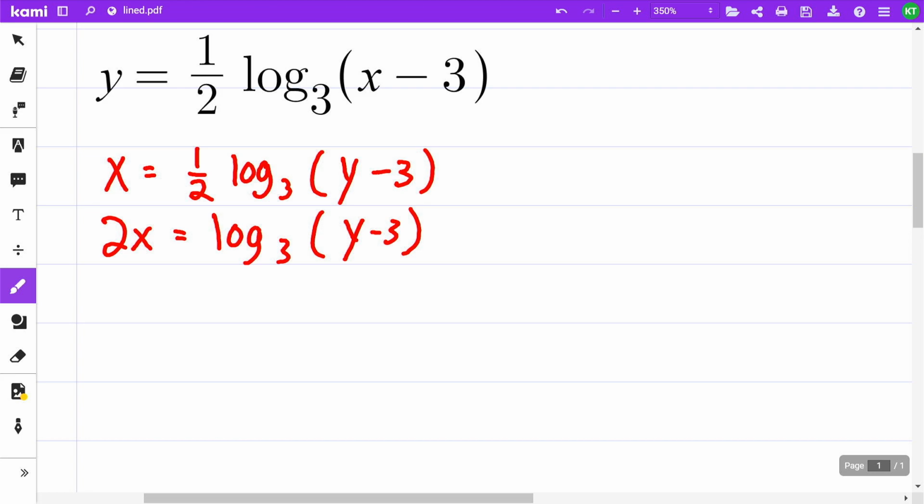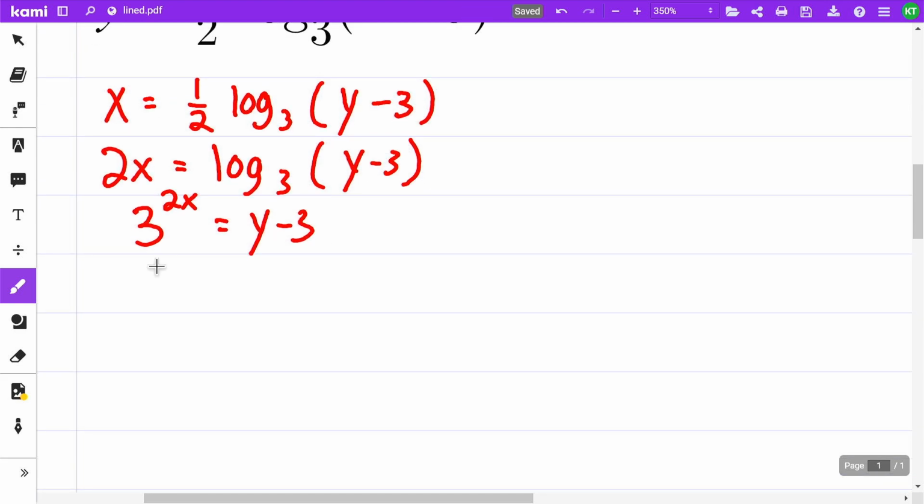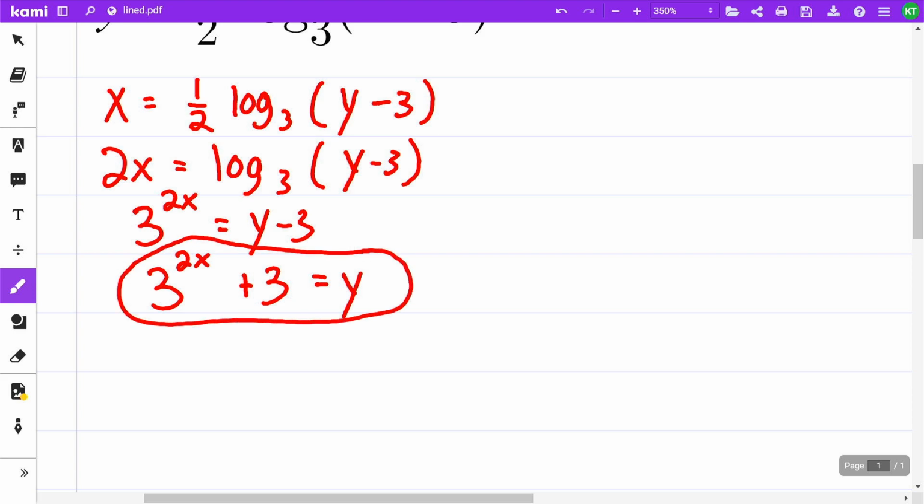And now I'm going to want to convert this to exponential form. So I will have 3, my base, to the power of 2x, my exponent, is equal to my argument, which is y minus 3, and I'll just add 3 to both sides. So I will get 3 to the power of 2x plus 3 is equal to y. And so now this here will be my answer.